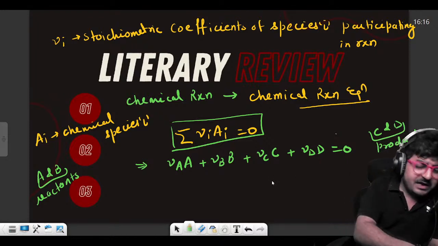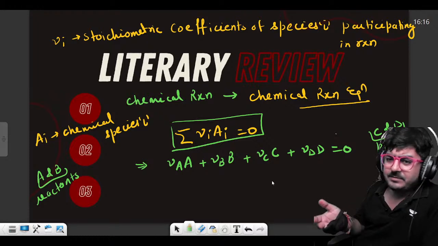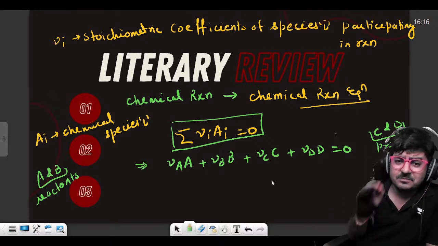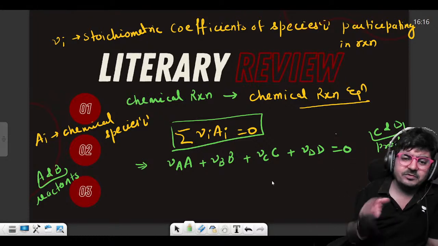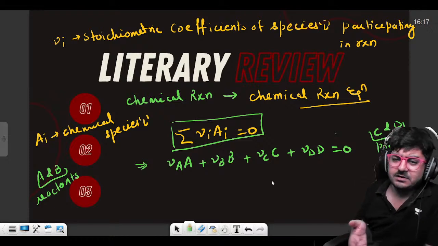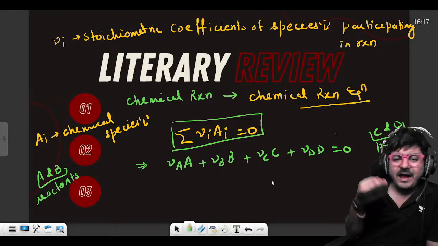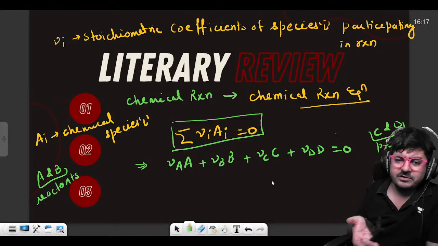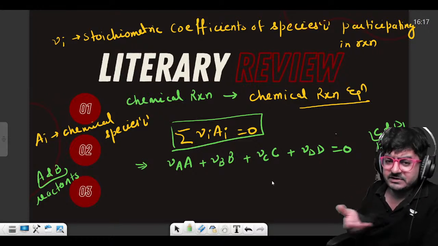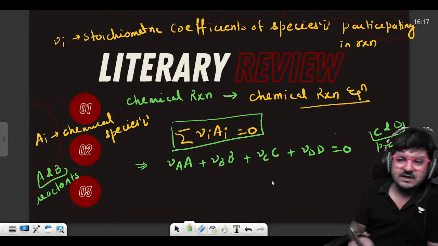So a chemical reaction is any process that causes chemical change. The substances, the components which are getting consumed, which are participating in the reaction, and whose amount is decreasing, are called reactants. And the new substances getting formed, for which the amount is increasing, are called products, the resultants.